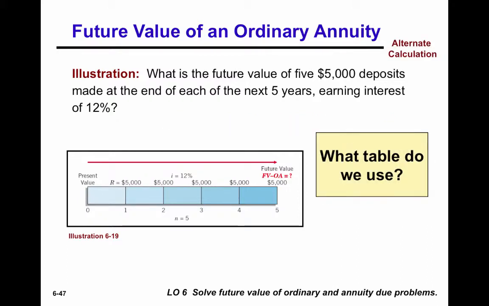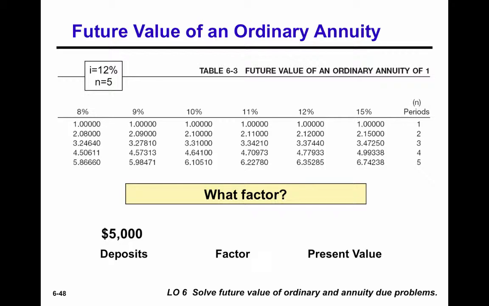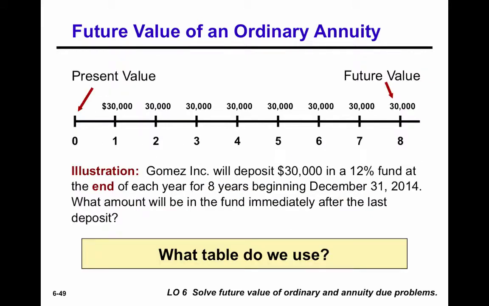Using the table, we're going to use this future value of an ordinary annuity table. We'll be looking in the 12% column and the 5-period line. Again, there's that factor. Multiply that by the amount of the deposits, and we get the same $31,764 we had before.